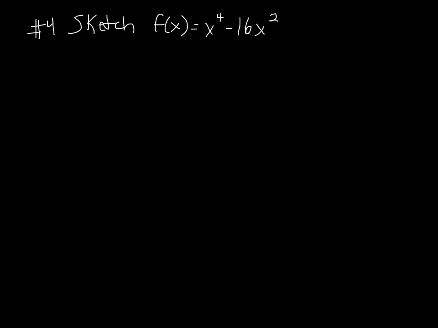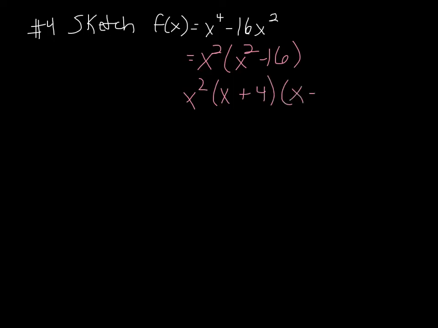So you know what to do. Pull out the GCF, which is x squared. Leaves you x squared minus 16. Okay. X squared times x plus 4 times x minus 4. We factored even farther because we're cool like that. Okay, so x could be 0, x could be negative 4, or x could be 4.